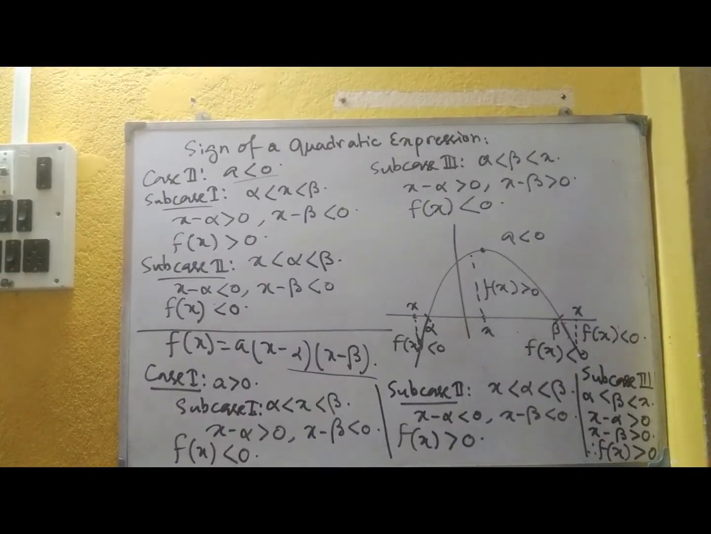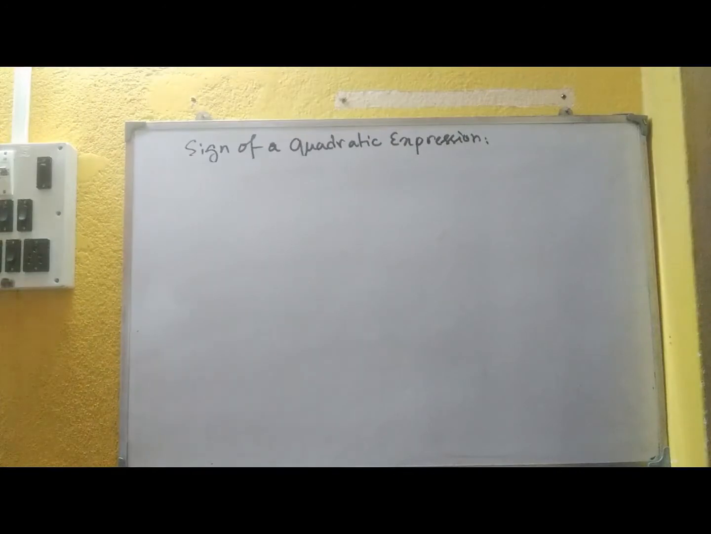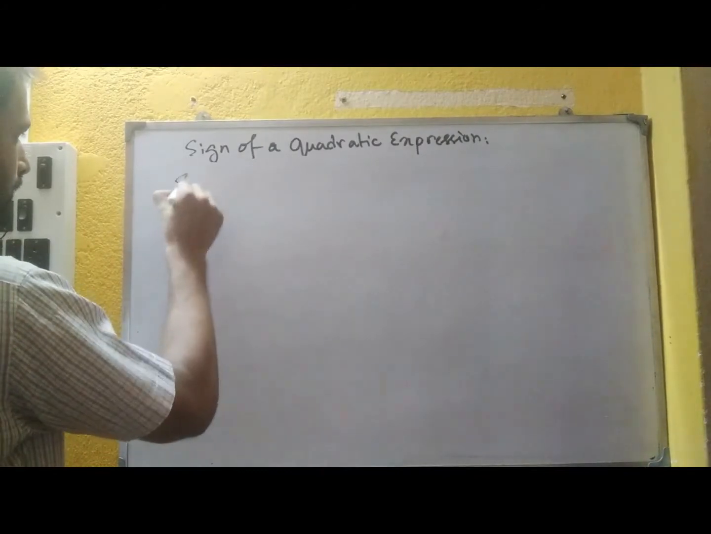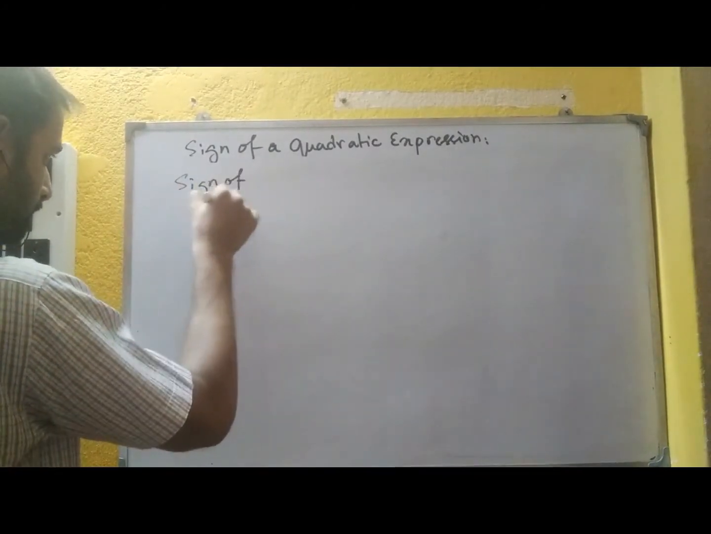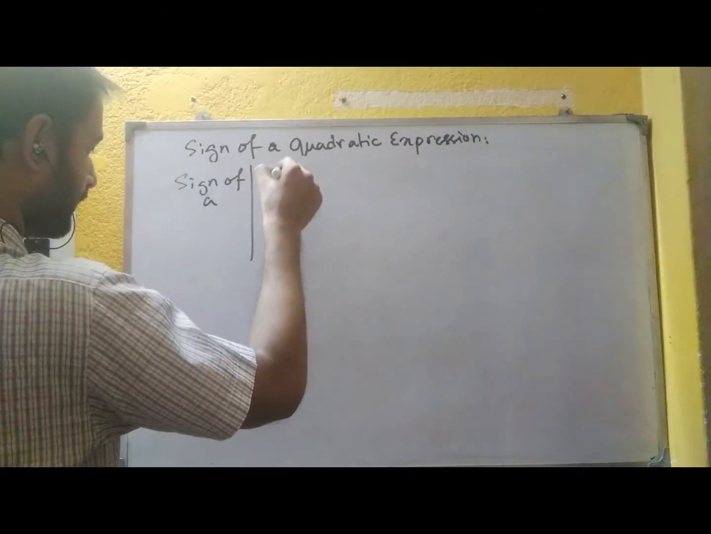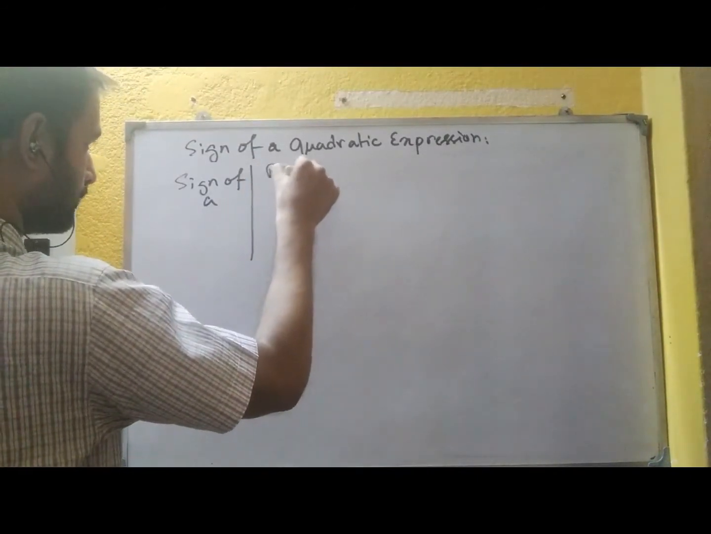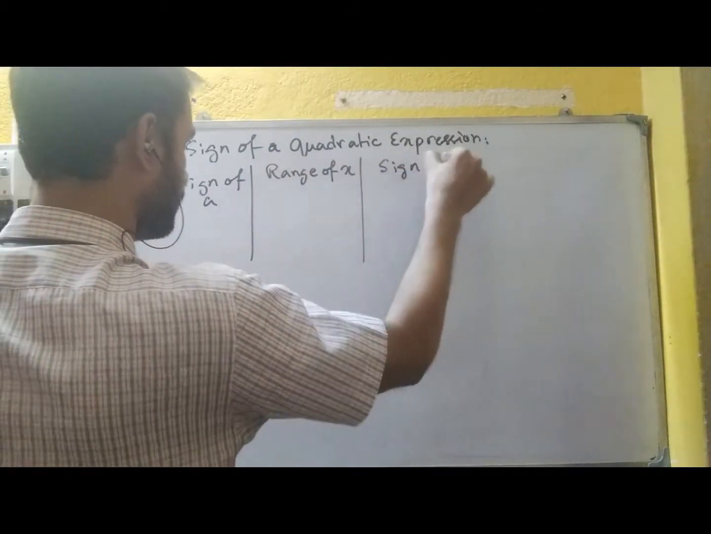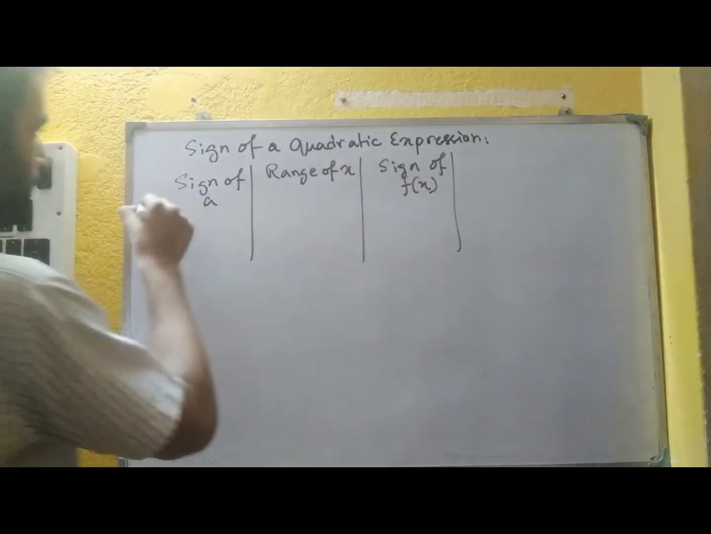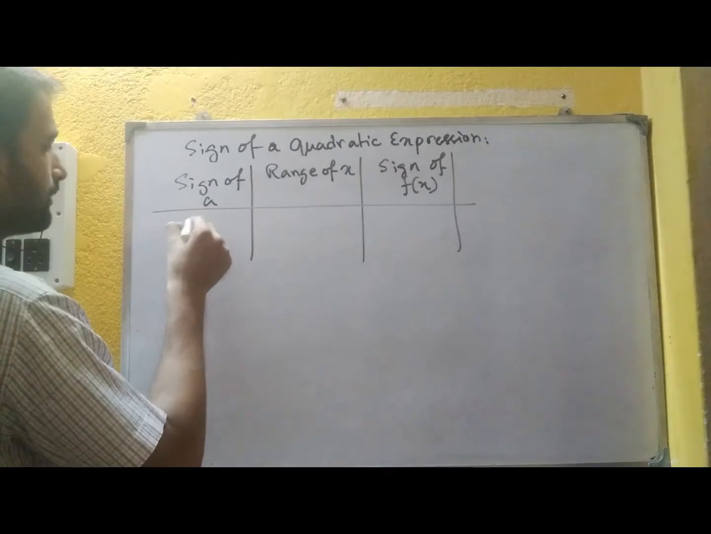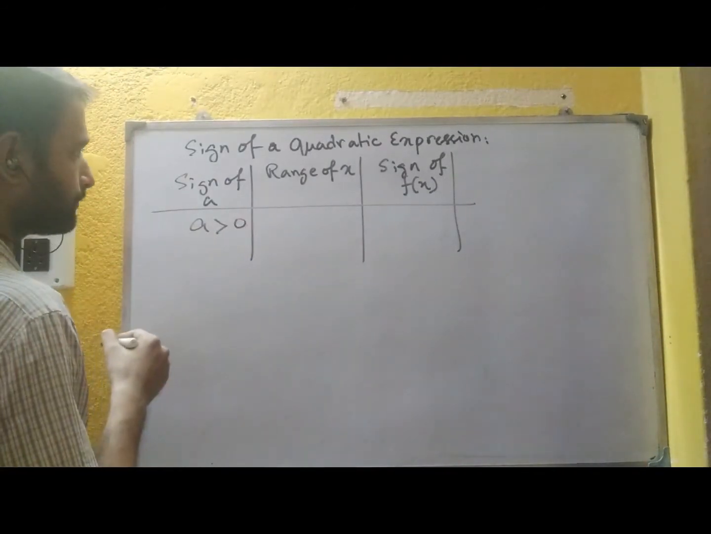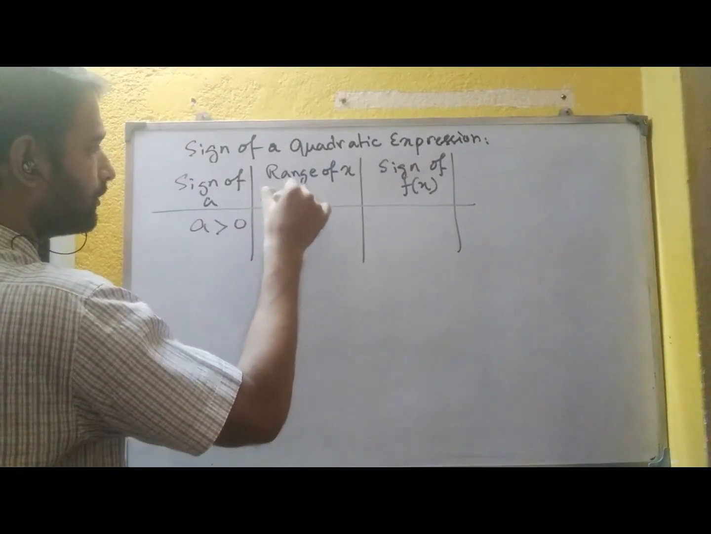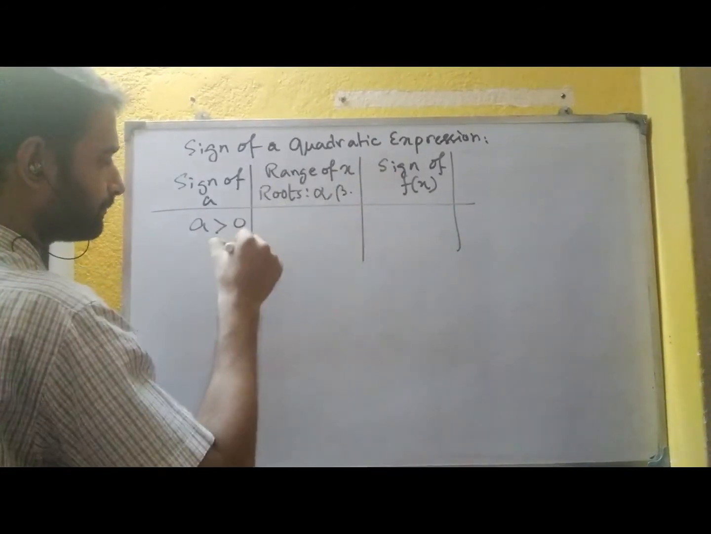So let us give a recap. We will make a table of conditions. The table you can create like this. Sign of a will be your first column. Then range of x. Then sign of f(x). So these 3 columns will be there. So first case, a is greater than 0. Range of x, say the roots you are taking as alpha and beta.